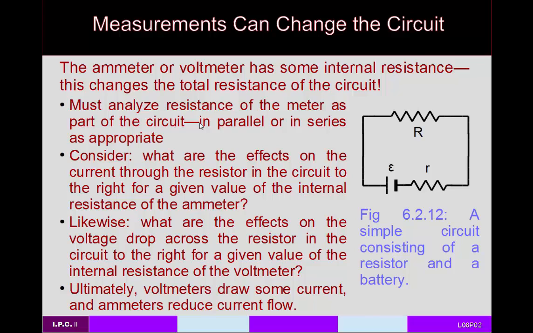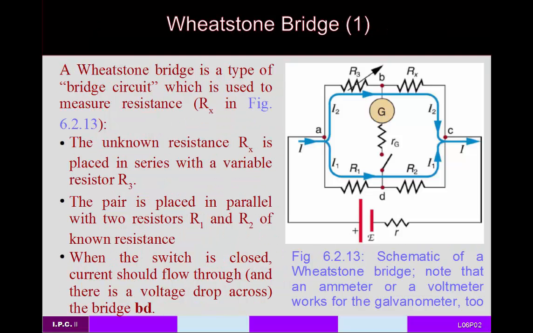So if it's a voltmeter, you're placing the resistance in parallel with whatever elements in the circuit. If it's an ammeter, it's in series with whatever elements in the circuit. You basically want it, in either case, to have the minimum possible effect on the total resistance of the circuit. So therefore, a large internal resistance for a voltmeter and a small internal resistance for an ammeter are needed.